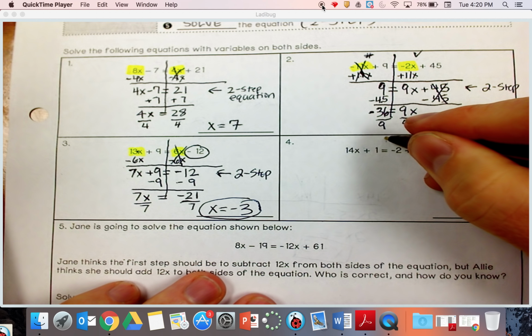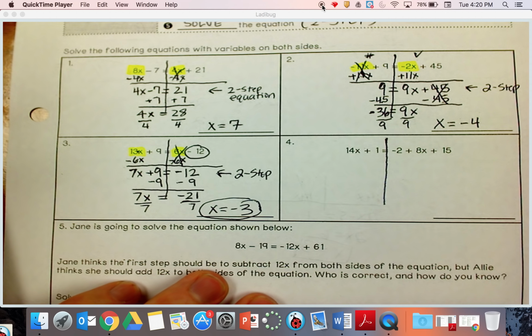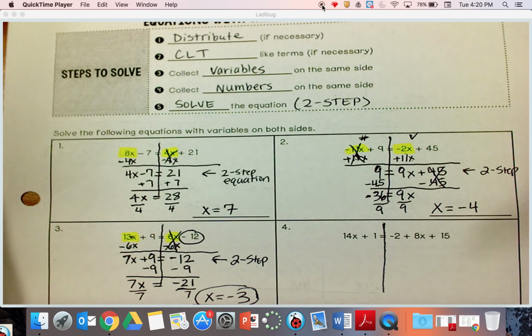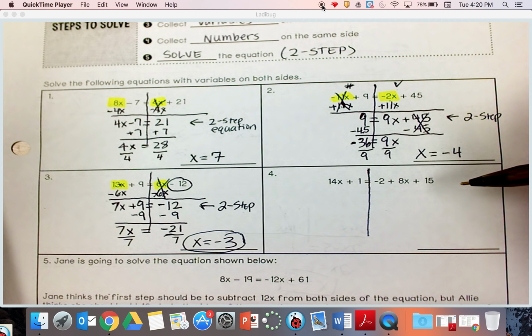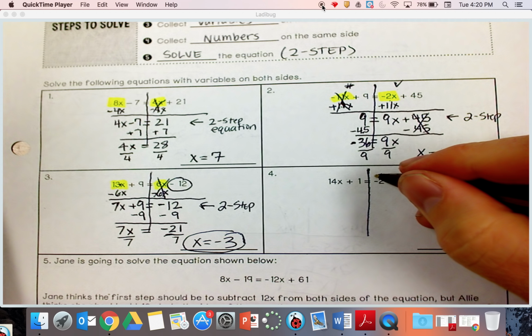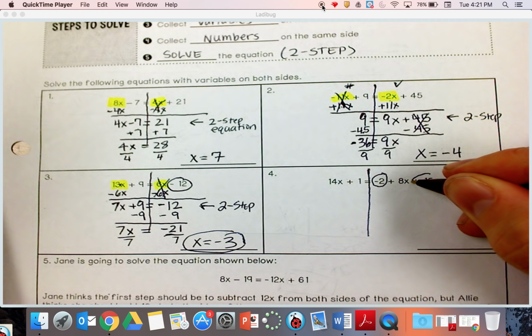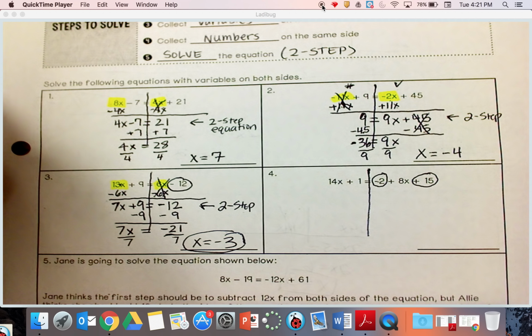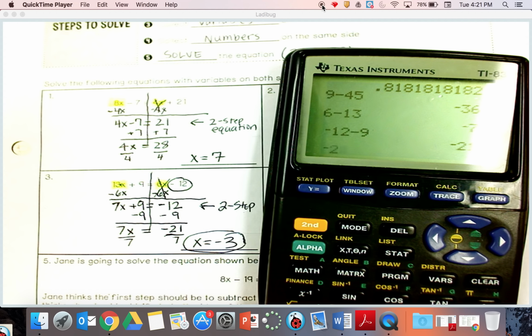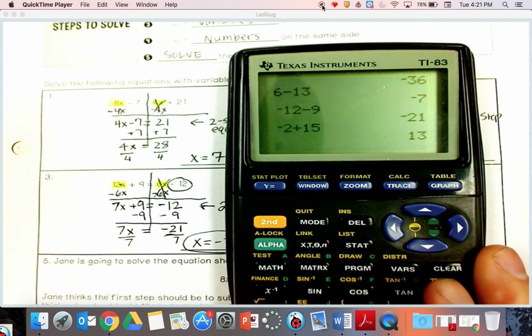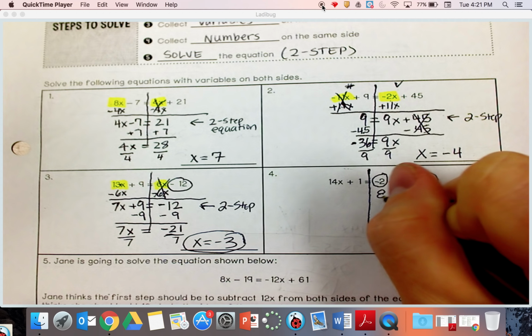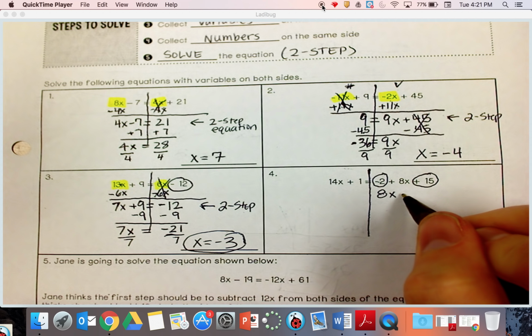Okay, so if I draw my line down the middle, and remember my steps here say to distribute. Well, I have no distribution property, but I have a combine like terms. I can combine this term and that term together first. I can clean that up. So by cleaning that up, negative 2 plus 15, and put that right in my calculator, negative 2 plus 15, to make sure I get it right there, and it gives me 13. So I now know on this side, I have an 8x plus 13.